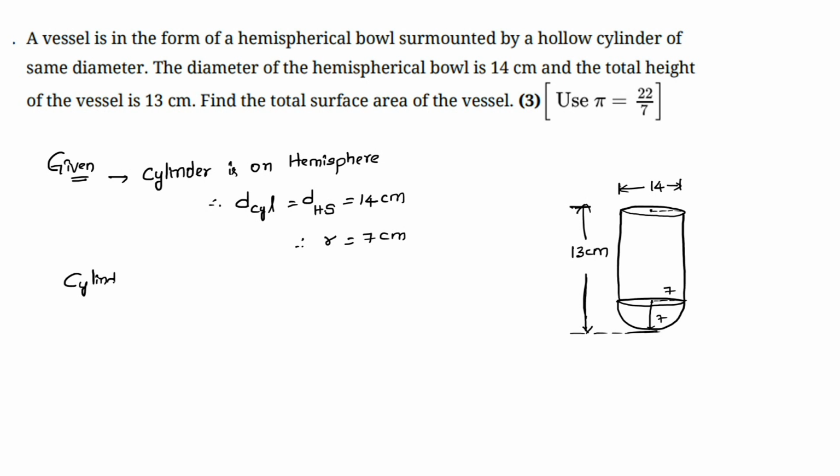Cylinder dimensions: radius is equal to 7 centimeter. Height of cylinder is equal to total height 13 minus 7. ఎందుకు నాకు టోటల్ 13, ఇదంతా నాకు 7, అప్పుడు ఇదేమవుతుంది నాకు 13 minus 7, that is equal to 6 centimeter. Similarly, number 2 we have to write hemisphere dimensions.